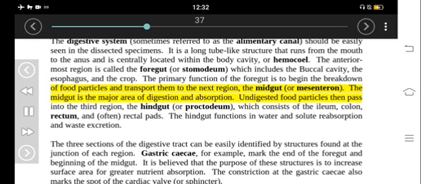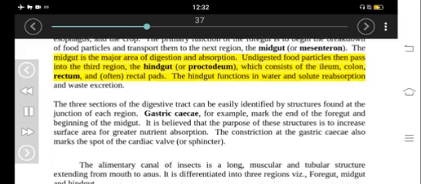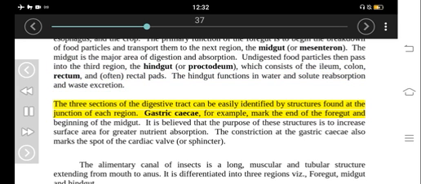The midgut is the major area of digestion and absorption. Undigested food particles then pass into the third region, the hindgut or proctodeum, which consists of the ileum, colon, rectum, and often rectal pads. The hindgut functions in water and solute reabsorption and waste excretion. The 3 sections of the digestive tract can be easily identified by structures found at the junction of each region. Gastric caeca, for example, mark the end of the foregut and beginning of the midgut. It is believed that the purpose of these structures is to increase surface area for greater nutrient absorption. The constriction at the gastric caeca also marks the spot of the cardiac valve or sphincter.